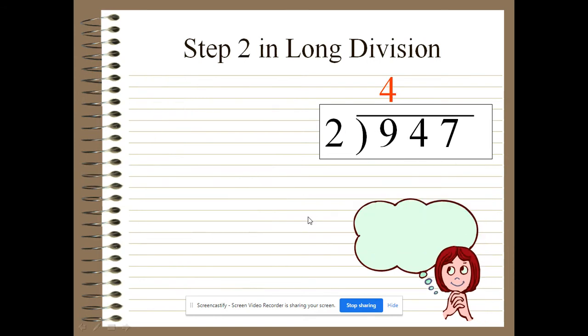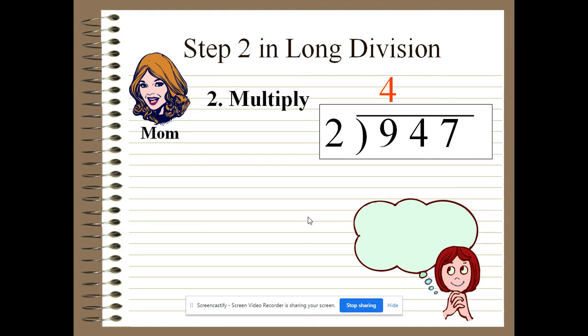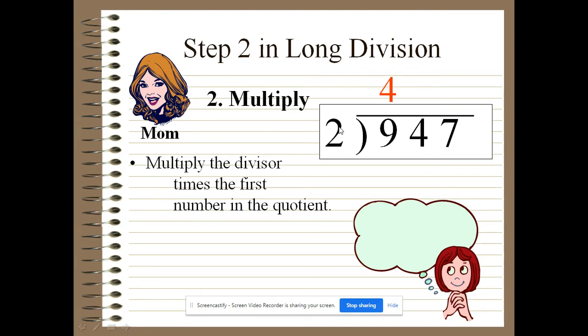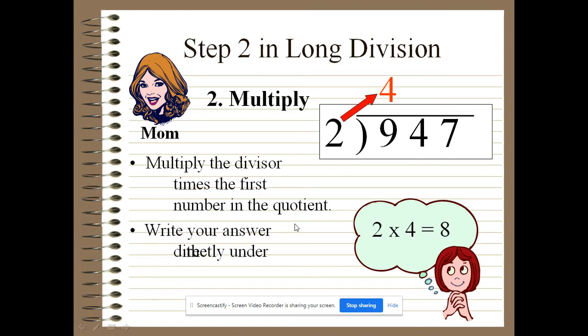Okay? The next step, step 2, in long division is this. It's mom's step, and mom multiplies. Once you get to this point, you multiply the divisor, right here, the 2, times the first number in the quotient. That's the 4. 2 times 4 is what? Of course, it's 8. And you write your answer directly under the 9. See, we worked on top of the 9, and now we're below the 9. Okay, have you got that so far?